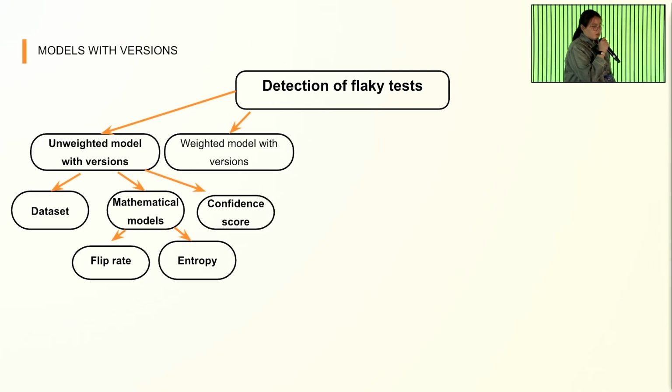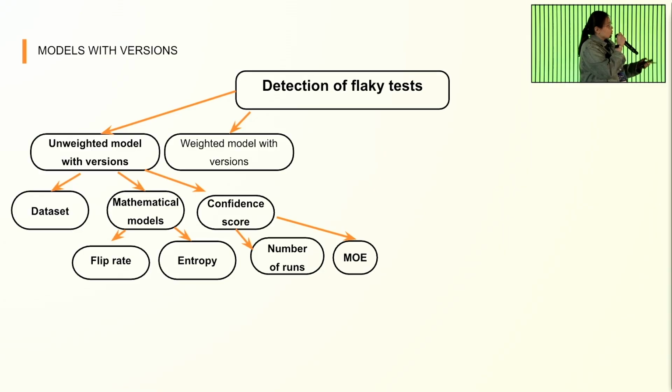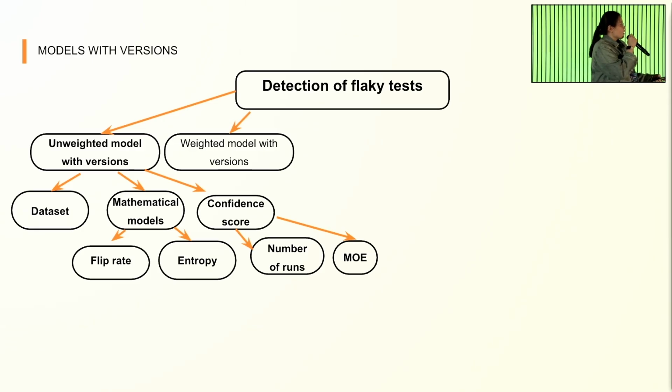And then there is a confidence score, accompanying the flakiness score we provide. A confidence score is needed because we need to ensure that the data we are computing flakiness from is enough, that the number of runs is enough. The confidence score will also be computed with the help of margin of error. We will also talk about that. That was a bit challenging, but we'll still cover it.